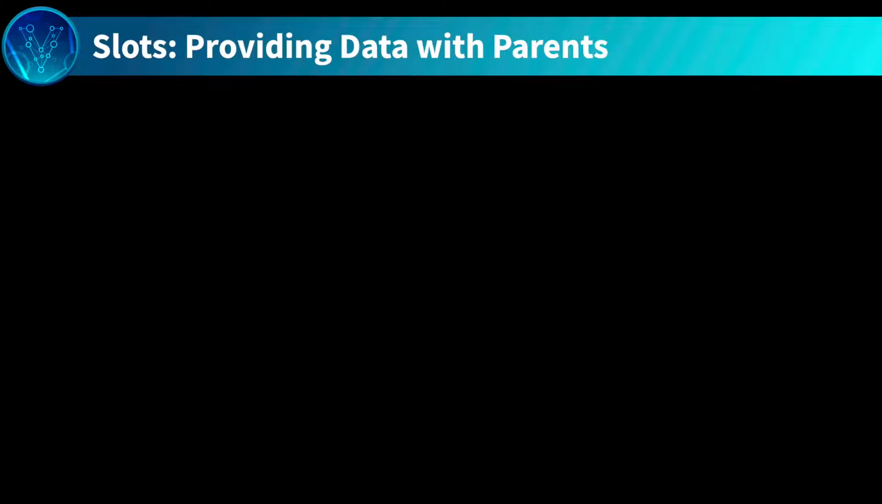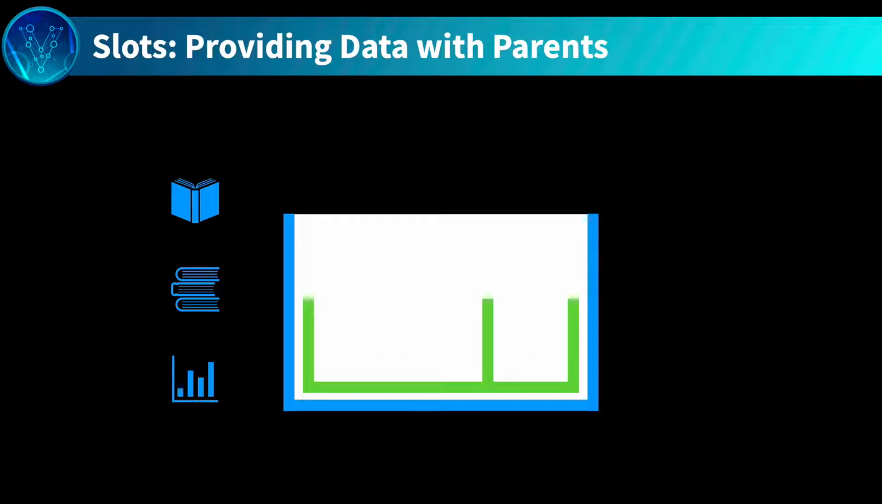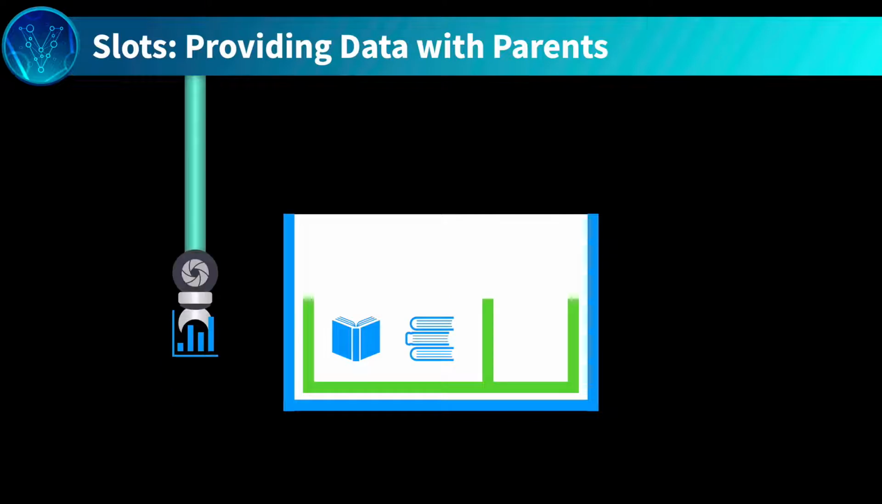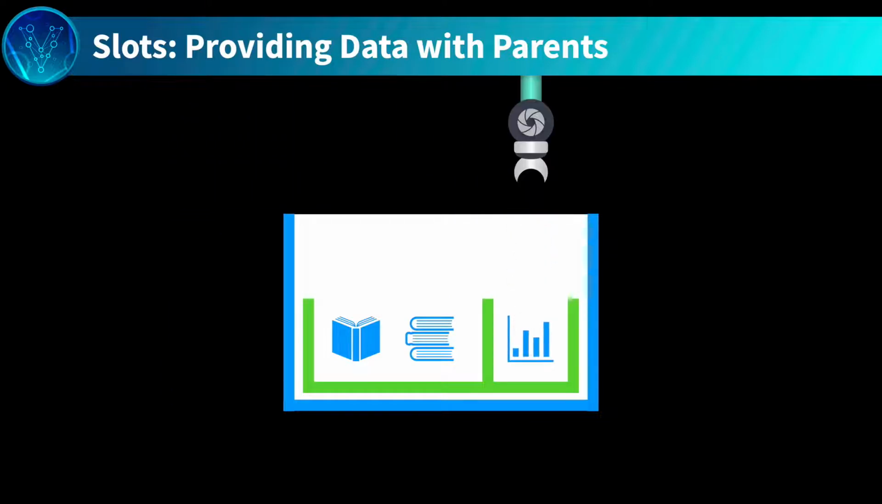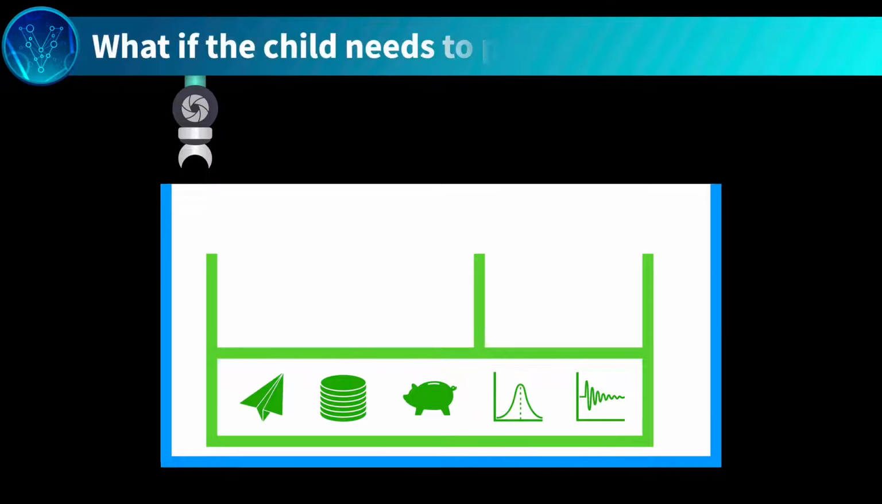At this point, we know that slots are great for providing data and determining what shows up inside of the child. If you think of this like the classic crane game, where you grab items and put them in the slot, that's basically what we're doing with slots: we're taking data from our parent and dropping it inside of the child slot.